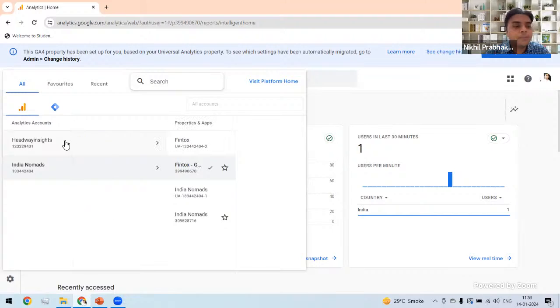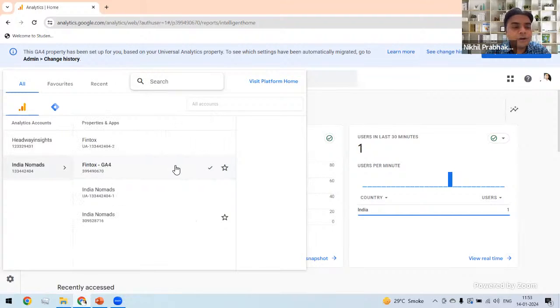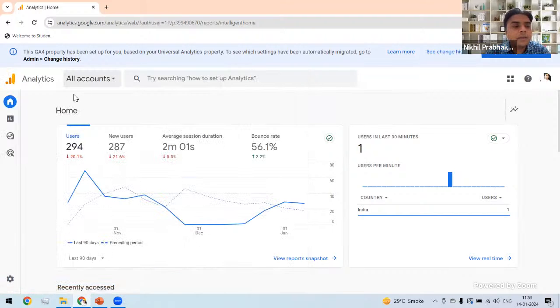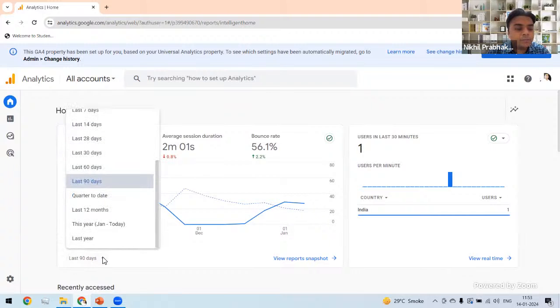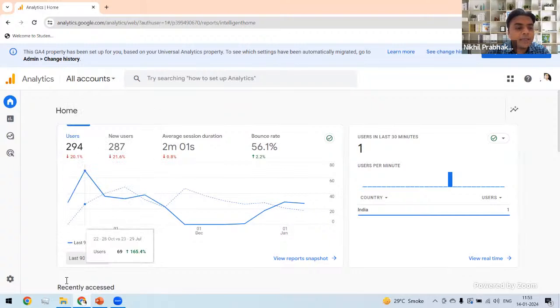Okay? So for example, I have this website, FinTalks, which is my own website, for which we are looking at the data. So how many people are visiting the website? That is the first data point, users. Now these users are coming over the last 90 days. You can see at the bottom, there is a selection which is last 90 days. So in the last 3 months, how many people have visited the website?